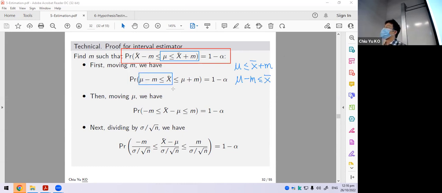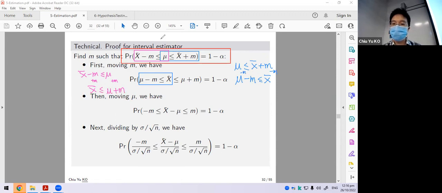Can you see that? Okay, so we can do the same for the pink one. The pink one is here, say x bar minus m is less than mu. What you're going to do is add m to both sides, right? So you will have x bar is less than mu plus m, okay?